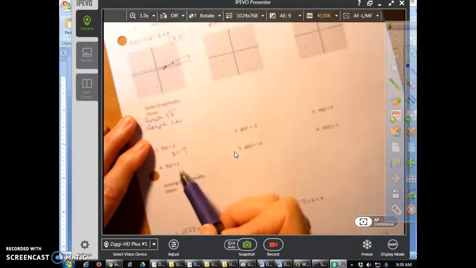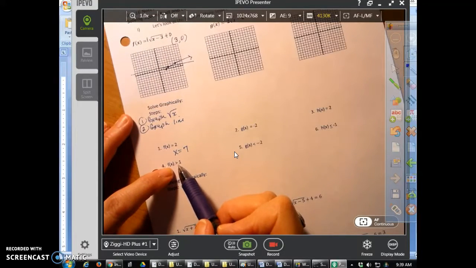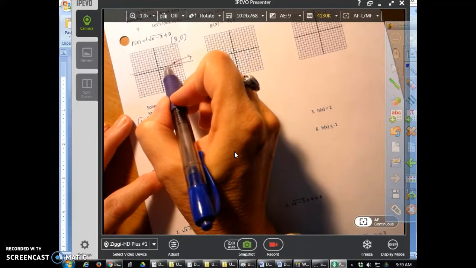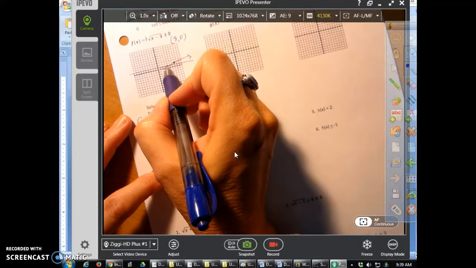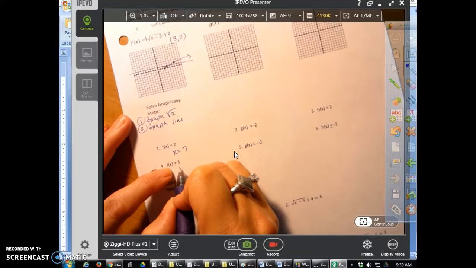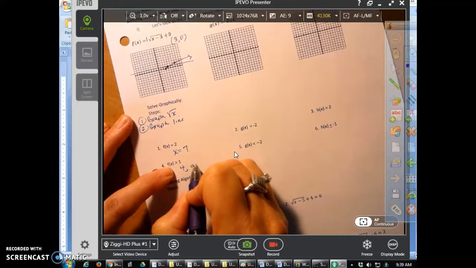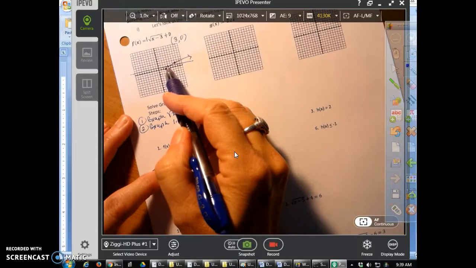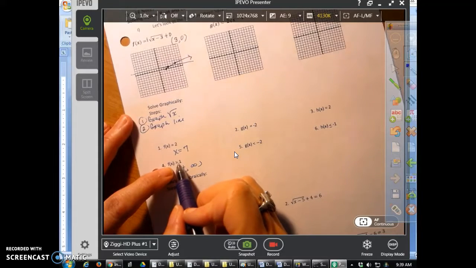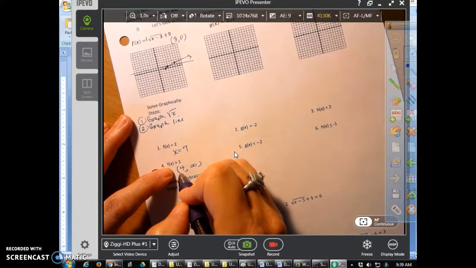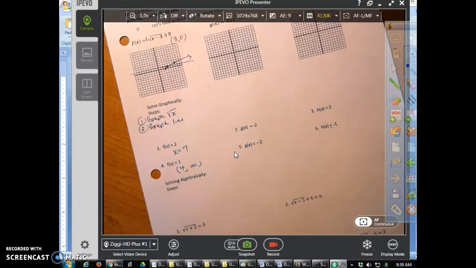And my solution is going to be all x's that give me y's greater than 1. So this is where it intersects. So it's going to be 4 to infinity. And I'm not going to include 4 because 4 actually gives me exactly 1. And that's not underlined, so I need to not include that in my solution. So that is how you're going to do that.